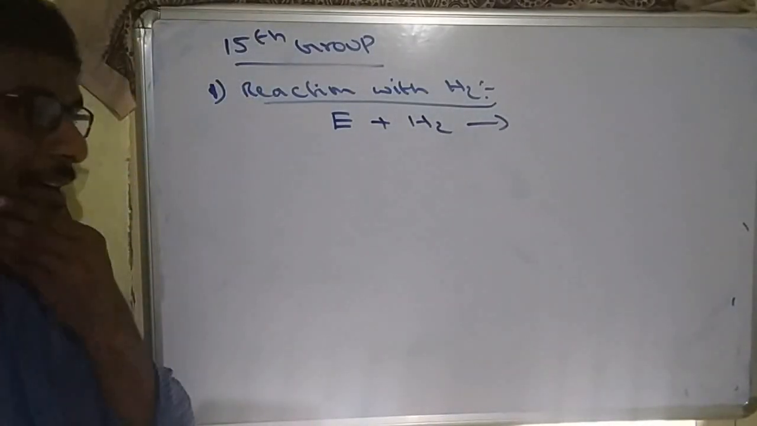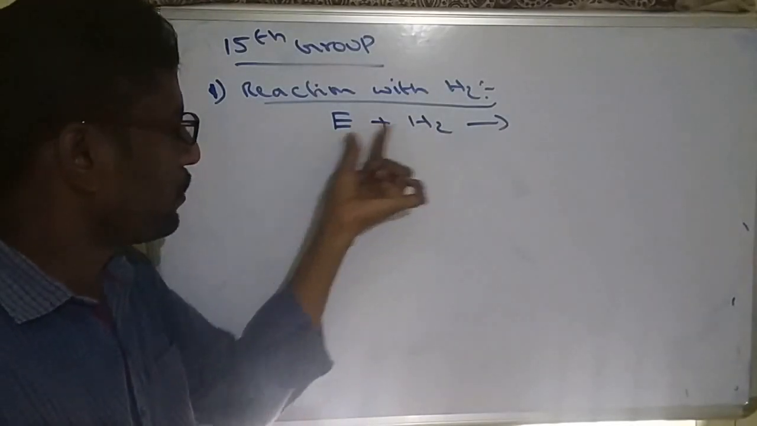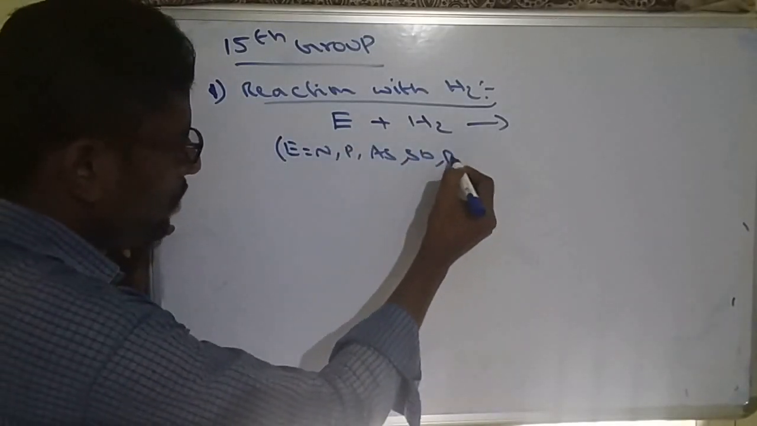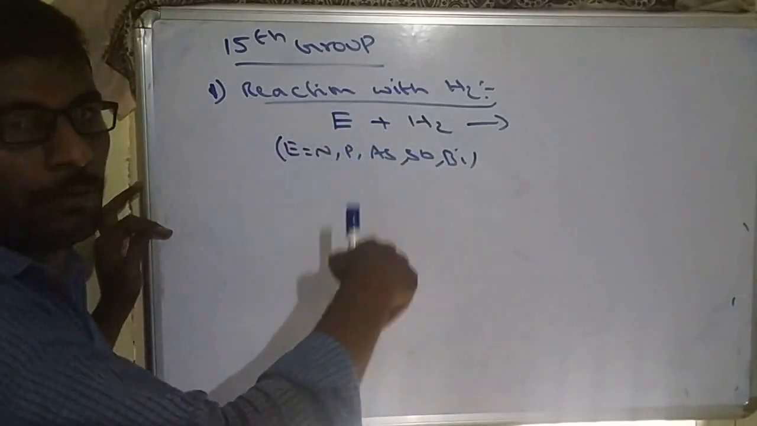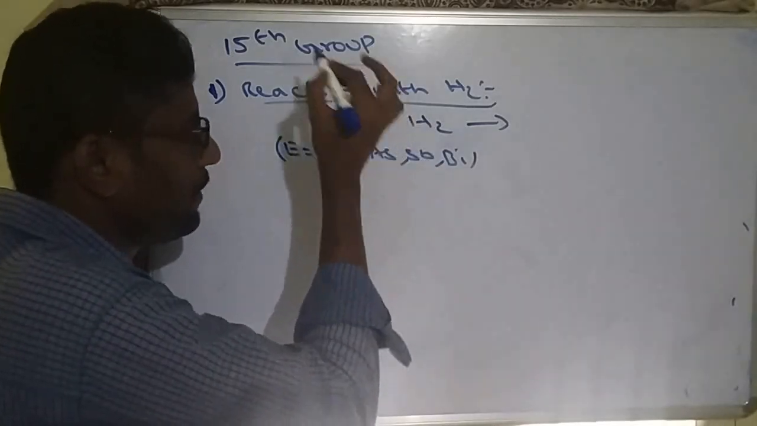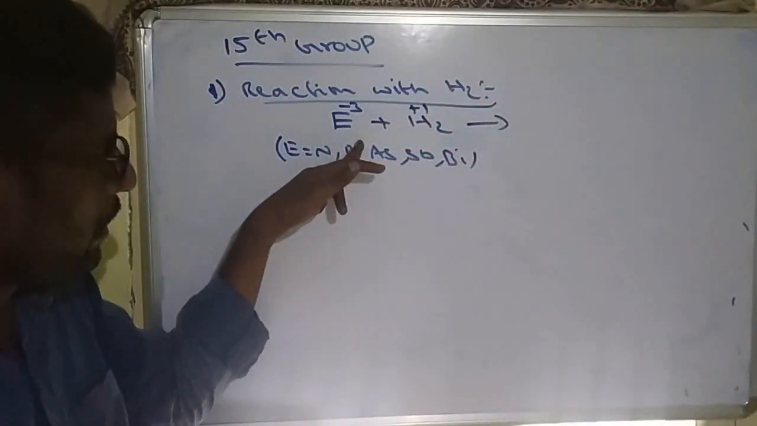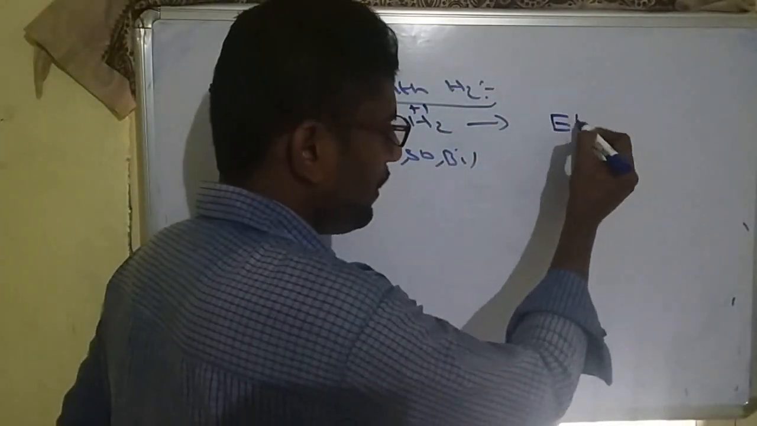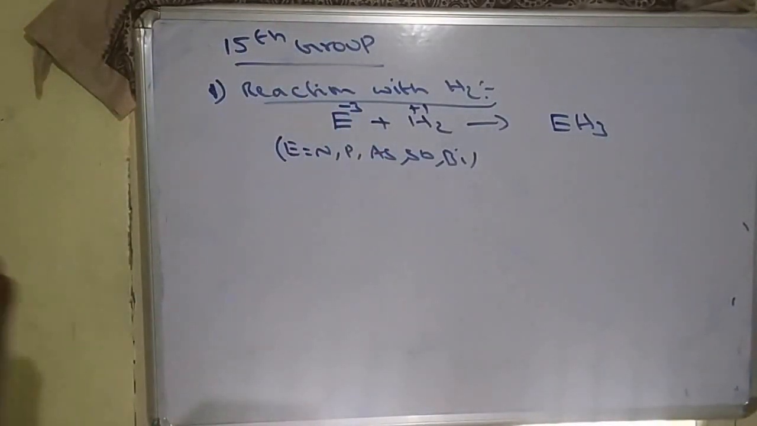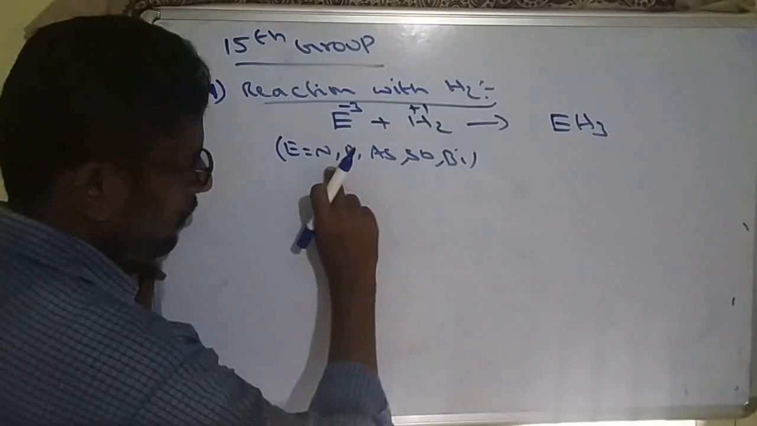So what is the formula of hydride? Here E is the 15th group element, and this is hydrogen, first group. Among these two, 15th group means nitrogen, phosphorus, arsenic, antimony, bismuth. All these are more electronegative than hydrogen, so they will show negative charge. The negative charge will be -3. Hydrogen will show +1. So 1 will come here, 3 will come here. So the formula will be EH3. That is the hydride of 15th group elements. EH3 is the formula.